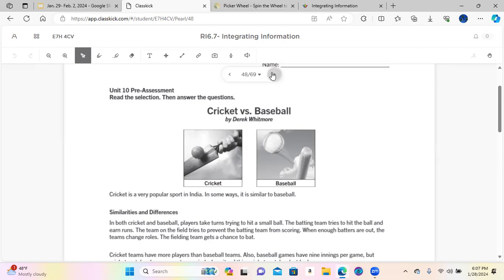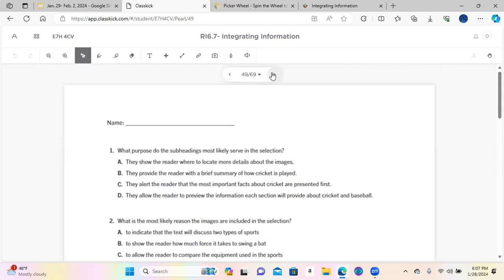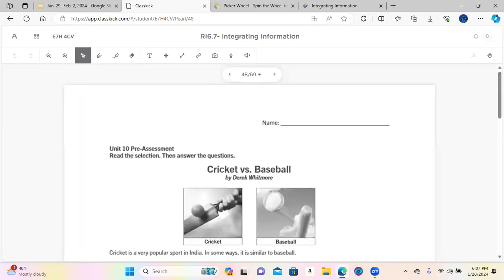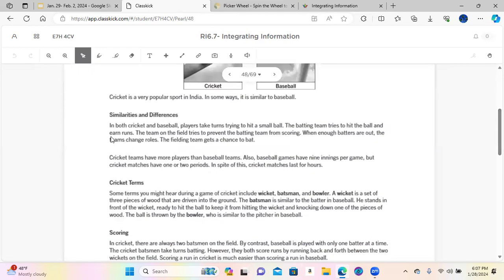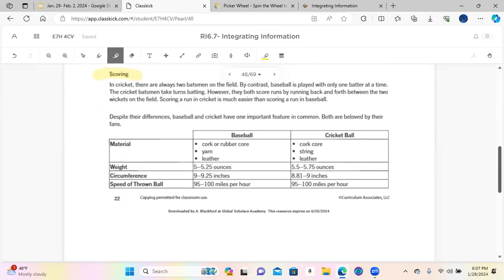All right, so let us go to the questions. What purpose do the subheadings most likely serve in the selection? So we have subheadings here. This one says similarities and differences. The next one says cricket terms, then scoring.